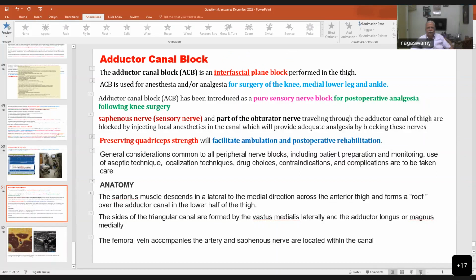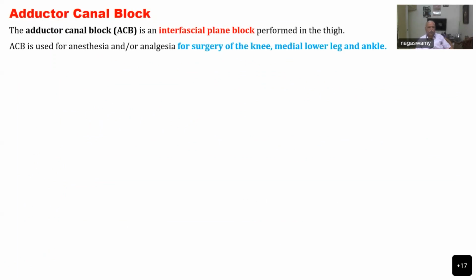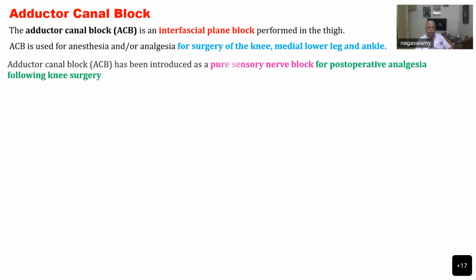Visible, sir. Okay. So, a few points: it's an interfacial plane block. Nowadays you call it a fascial or interfascial plane block, as that is the terminology used. It is performed in the thigh, and it usually produces analgesia for surgery of the knee, medial lower leg, and ankle, as we rightly mentioned.